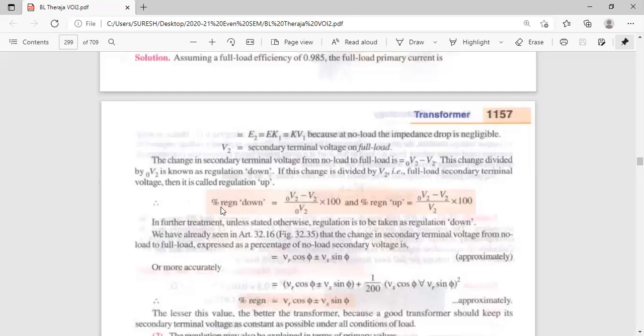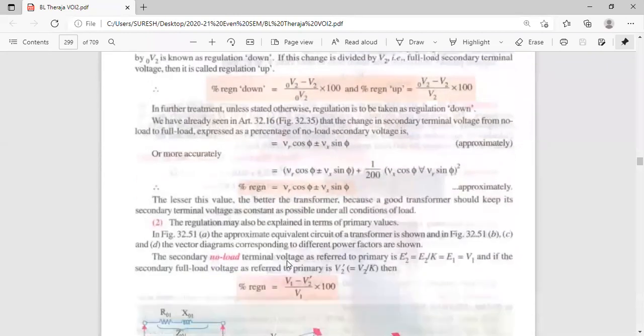Now write down this formula. Percentage regulation down is no load voltage minus full load voltage by no load voltage into 100. Percentage regulation up is equal to no load voltage minus full load voltage by full load voltage into 100. Now in the numerator we have the difference of voltages. What will the difference of voltages give? Voltage drop. Very good. The numerator gives the voltage drop.